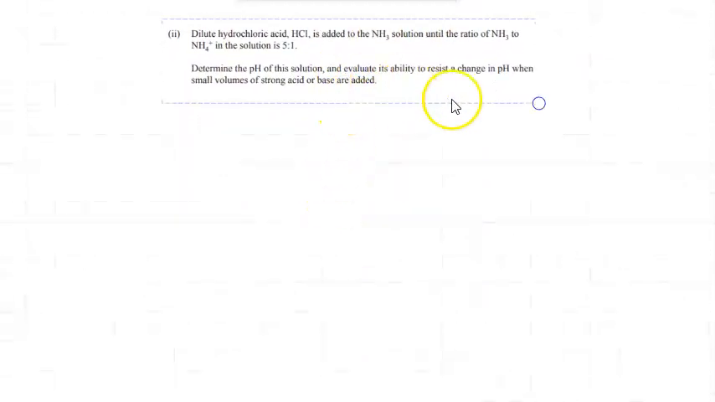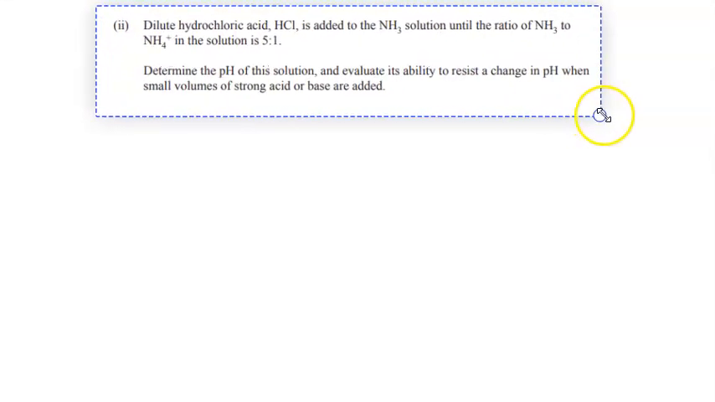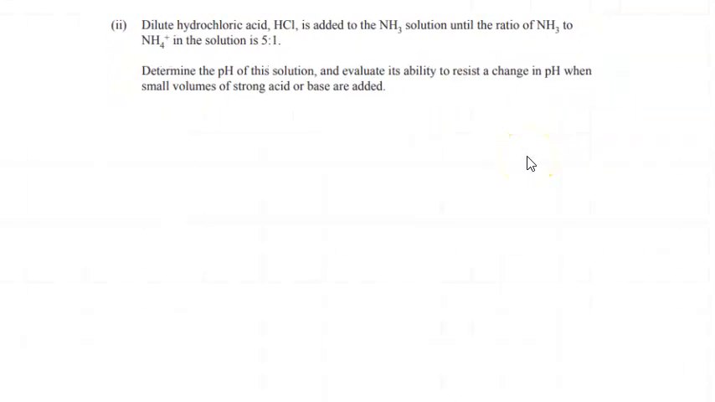So dilute hydrochloric acid is added to the NH3 solution until a ratio of NH3 to NH4+ in the solution is 5:1. Determine the pH of the solution and evaluate its ability to resist a change in pH when small volumes of strong acid or base are added. So to do this one, we'll do the long and short way. So I'll do the short way first again. So the short way is to use the Henderson-Hasselbalch equation.